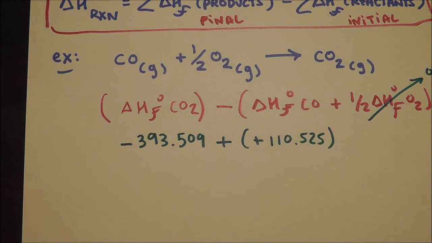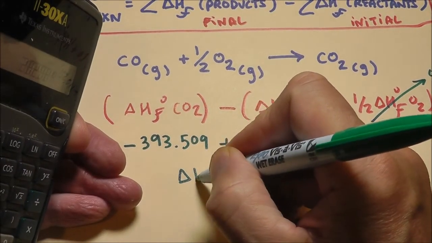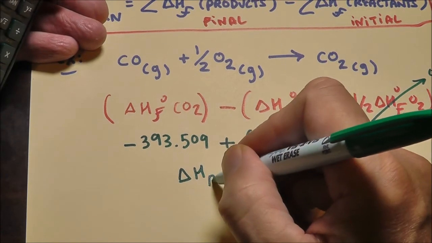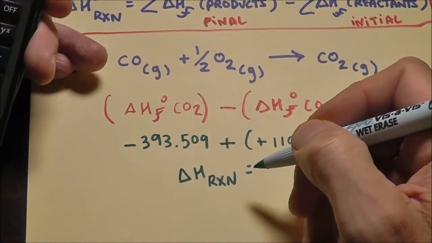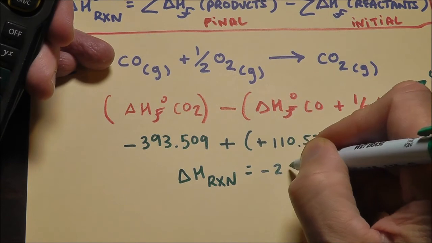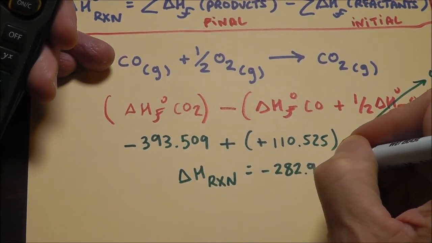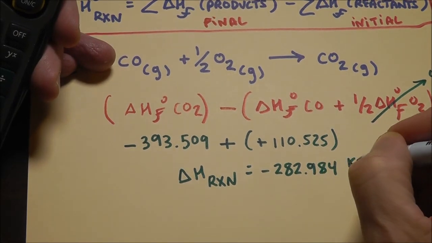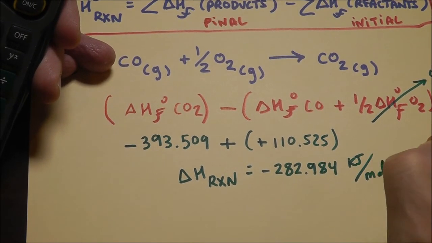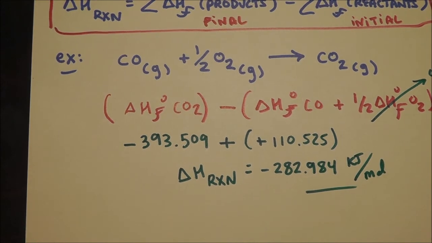And so minus 393 plus 110.525. This would be delta H of the reaction. It's going to be minus 282.984 kilojoules per mole. And by the way, there's no sig figs here. This is all theoretical. It's all out of a table. So what does that mean?